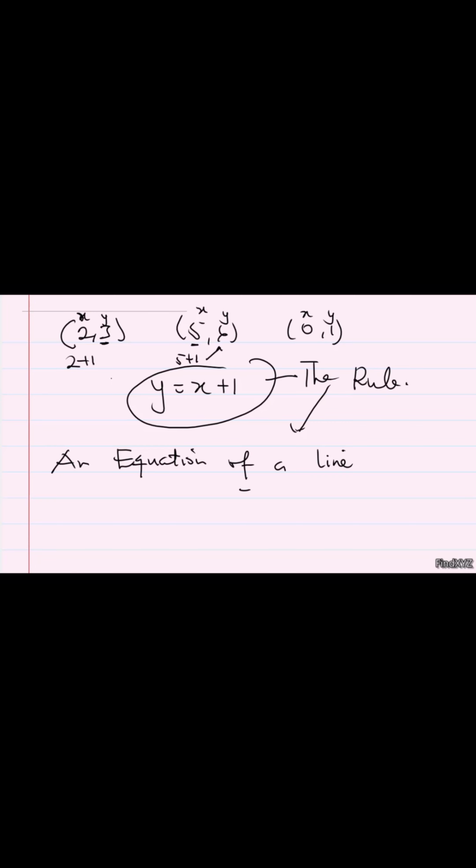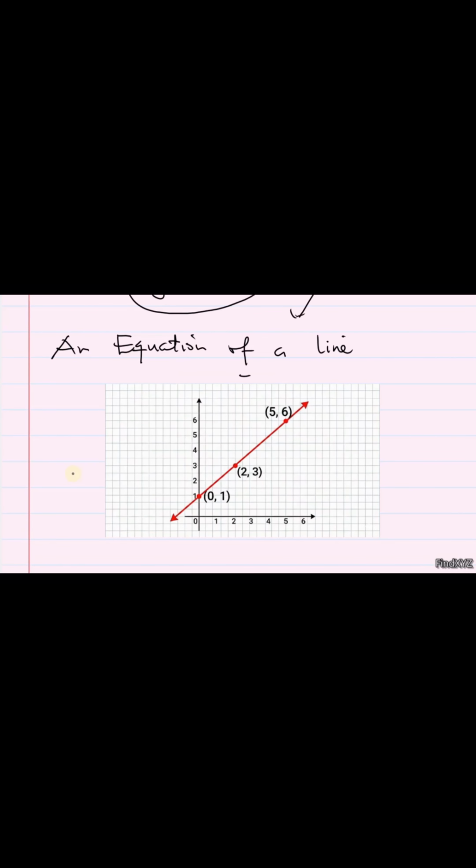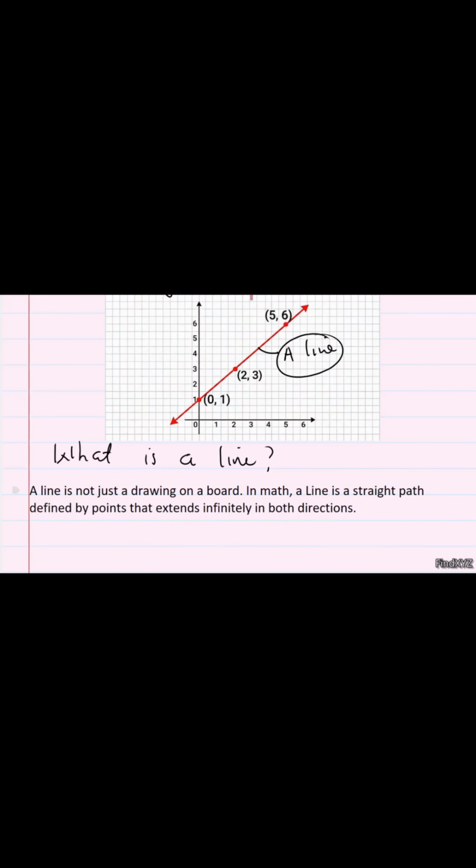Now watch what happens if we connect these 3 points on a grid. After connecting the 3 points, what do you see? We have created a line. So the rule, which is y is equal to x plus 1, is the equation of the line. And when you plot these points and connect them, you can also get a line. So the question is, what is a line? A line is not just a drawing on a board. Take note. In maths, a line is a straight path defined by points that extend infinitely in both directions. So we can use the example on the grid. So this is moving in this direction infinitely, and this is also moving in this direction infinitely. So that is a line.